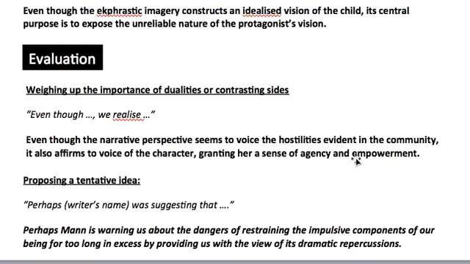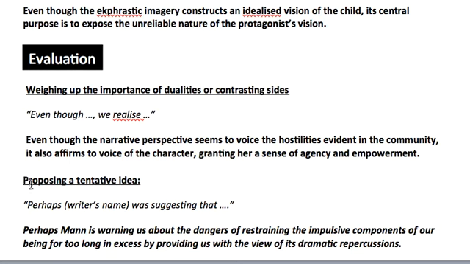If you're evaluating, again, that sentence structure can be a useful one to adopt in order to weigh up the importance of different ideas, dualities, or contrasting opinions. So here, even though the narrative perspective seems to voice the hostilities evident in the community, it also affirms the voice of the character, granting her a sense of agency and empowerment. So we're talking there about the narrative voice in Crossing the Mangrove. So we've got there the double-sided nature of authorial intent with a particular stylistic feature.